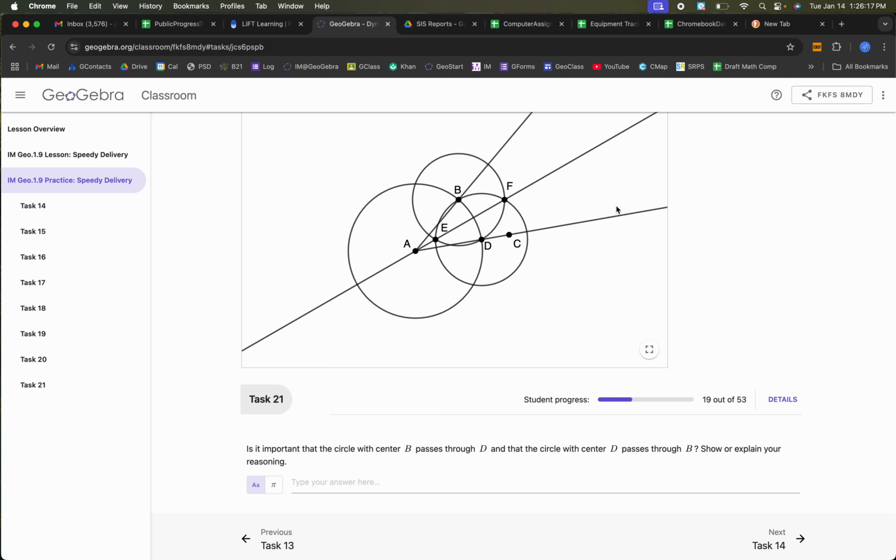Is there another possibility in order to make our bisector of this angle, right? EF is bisecting this angle. It is cutting that angle in half. BAC is getting cut perfectly in half. So, is it a requirement that each of these circles hit the other point? And that's what this question is. Be sure to explain your reasoning here.